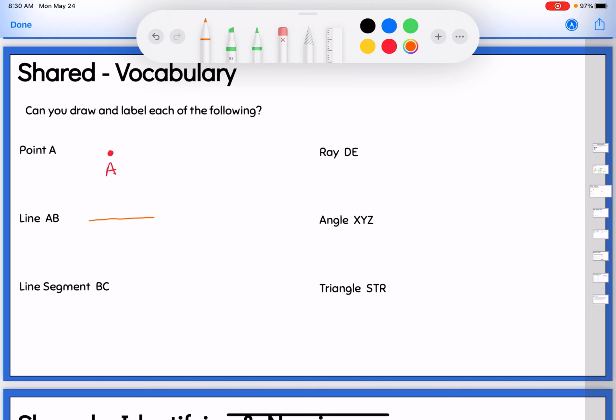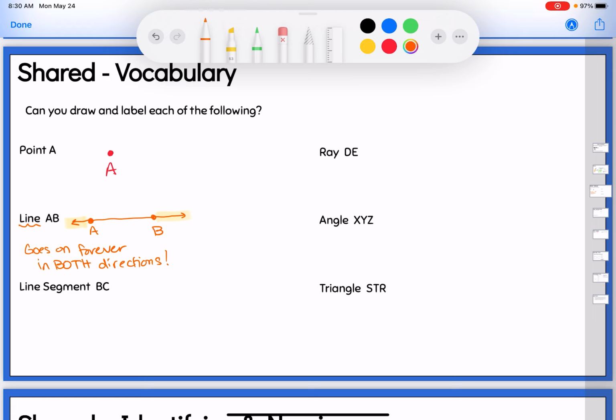If I just have points here, here's A, here's B, this is not a line. What's special about a line is that it goes on forever in both directions. Okay, so if you have a line, it has to have the arrows on the ends. If there are no arrows, it's not a line. So if you drew this, you would have to have that line with the arrows on both ends, and then the points A and B on there somewhere, okay?